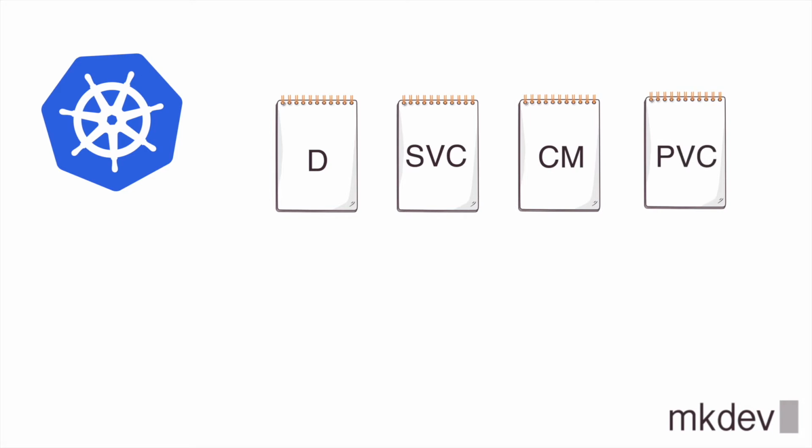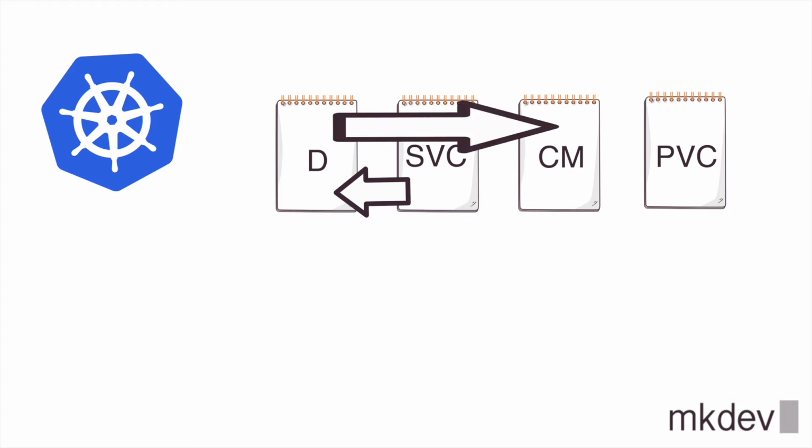Of course, you could also have all of those in a single big YAML file, but that's not the point here. Many of those objects depend on each other in some way or another. Service finds pods by labels, and those labels should be the same ones configured in your deployment's pod template. Deployment also needs to mount the correct config map, and the same goes for persistent volumes.